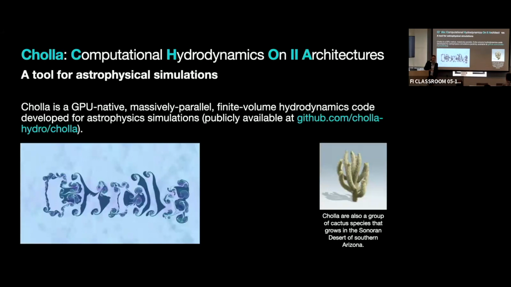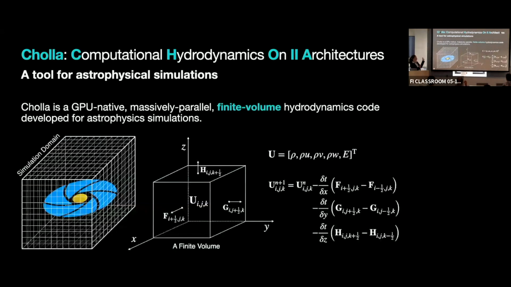All right, and so Cholla is a publicly available code. You can get it on GitHub, and all of the development work I'm going to talk about today is in the public code repository, although not all of it is in the main branch. Some of it is still in the development branch. All right, brief refresher.